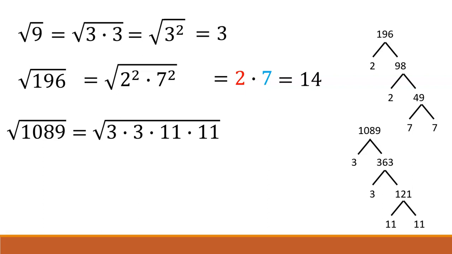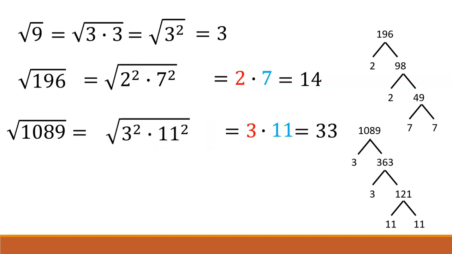And if we look for pairs of factors, 3 times 3 is a pair of factors, 11 times 11 is a pair of factors, we can multiply the 3 and the 11 to get 33. That's the square root of 1089 because 33 squared is 1089. Again, we could choose to write that radicand using exponents if we found that to be helpful.